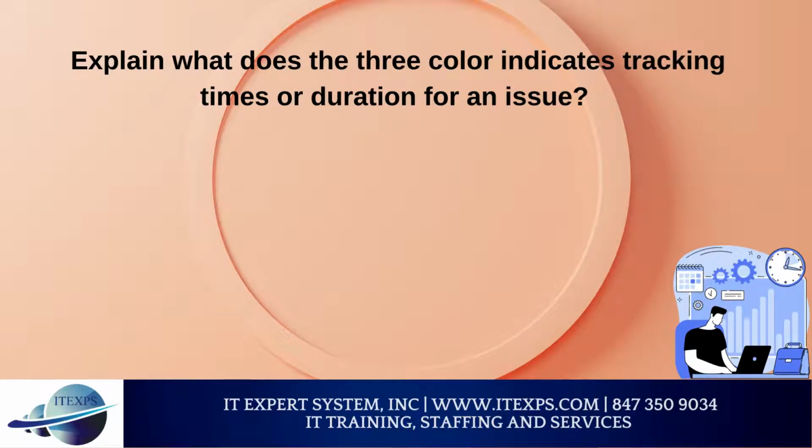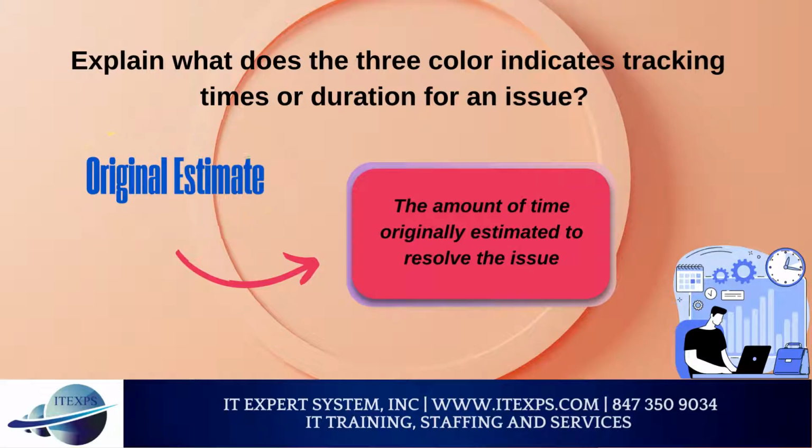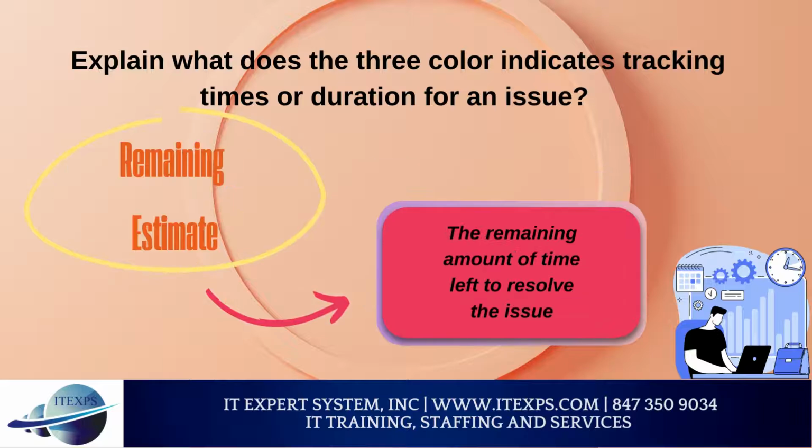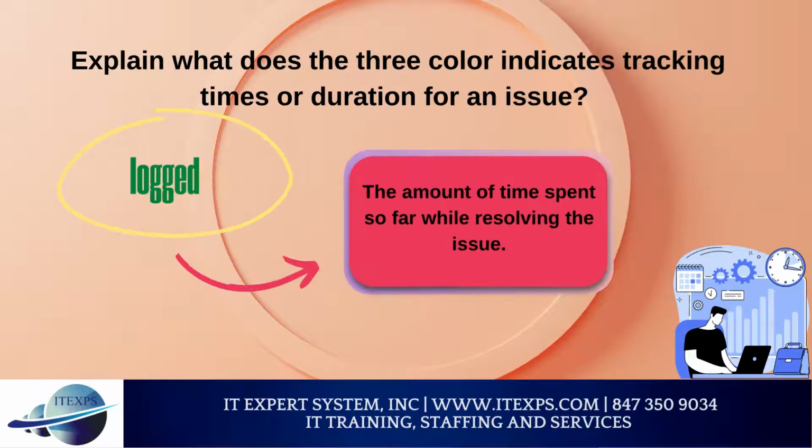Explain what the 3 colors indicate when tracking time or duration for an issue. 3 colors will be displayed representing the amount of time spent on the issue. Original estimate, blue: the amount of time originally estimated to resolve the issue. Remaining estimate, orange: the remaining amount of time left to resolve the issue. Time spent or logged, green: the amount of time spent so far while resolving the issue.